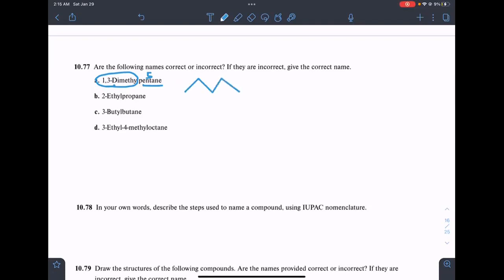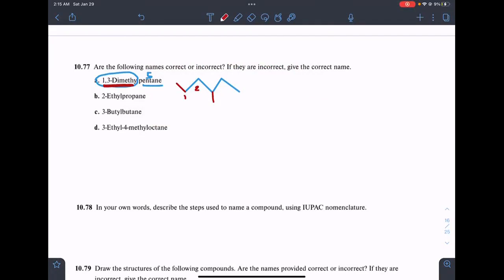So now, what is attached to our main chain? On positions 1 and 3, we have dimethyl pentane. So that'd be 1, 2, 3. So on 3, I have a methyl. I'm sorry, on 1, I have a methyl. And on 3, I have a methyl. So let's get rid of the 3 and we'll put a methyl. So now the question is, is this the correct name for this structure?